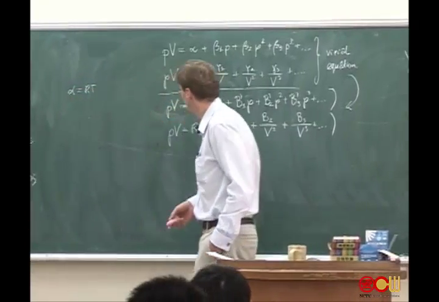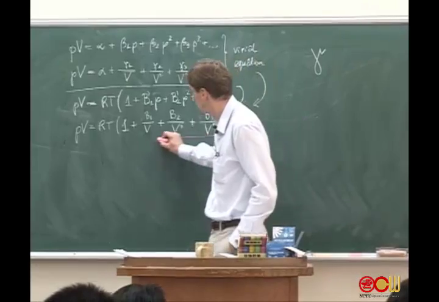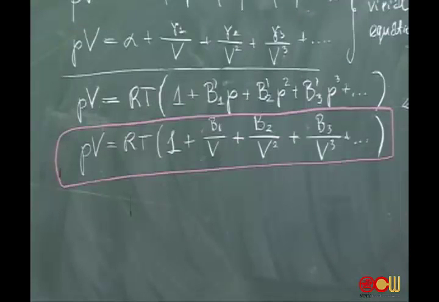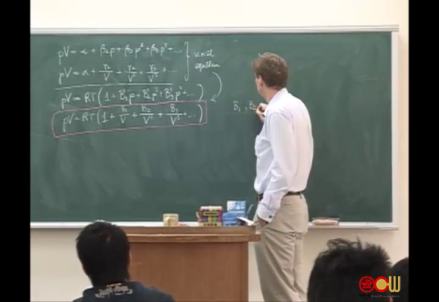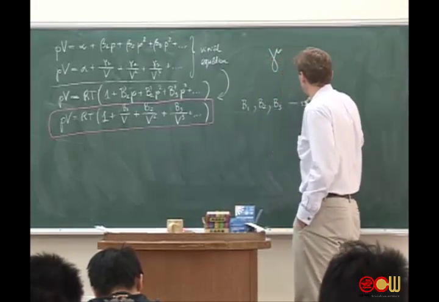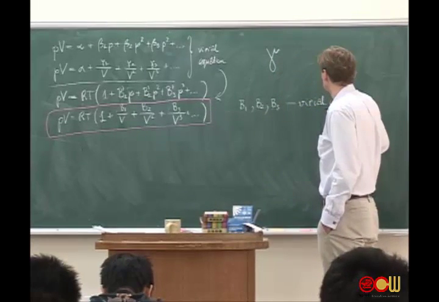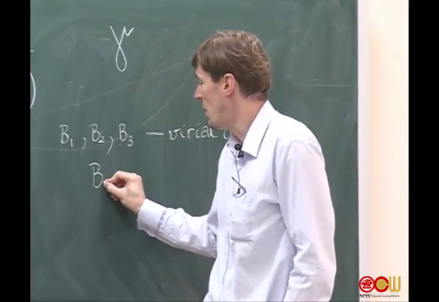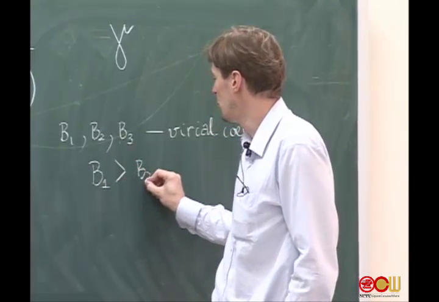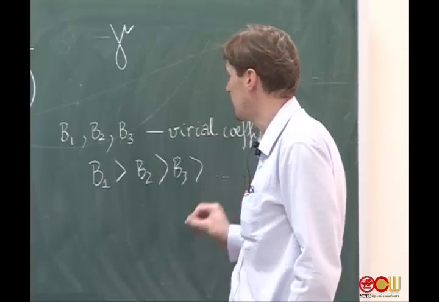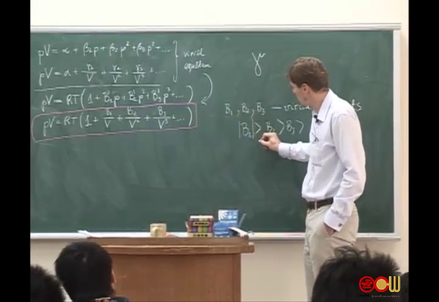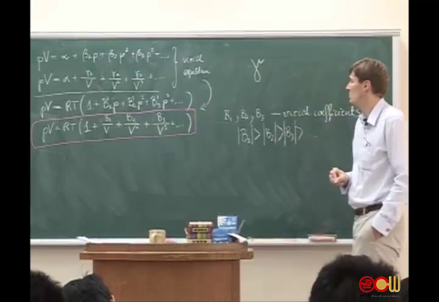Now you see that there are two of them. One depends on pressure, one depends on volume. Usually this one is used. So when somebody says virial equation, usually it means this equation. So now B1, B2, B3, these are called virial coefficients. And we have that B1 is larger than B2, is larger than B3, and so on. So this series converges very fast. Now, since they can be positive and negative, we rather should say that the absolute value of them is getting smaller and smaller.